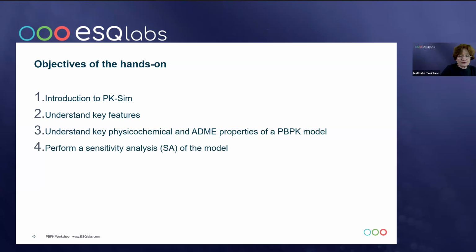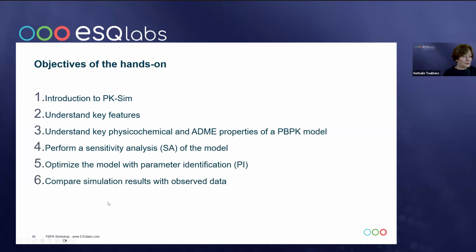We are going to perform one sensitivity analysis, acronym SA, of the model. We are going to do some parameter optimization in the model, and I'm going to repeat that a couple of times: in PKSIM terms, it's called parameter identification. So optimization in PKSIM is parameter identification, little name PI. Then we are going to compare the simulation results with observed data. And finally, we are going to perform a population simulation.